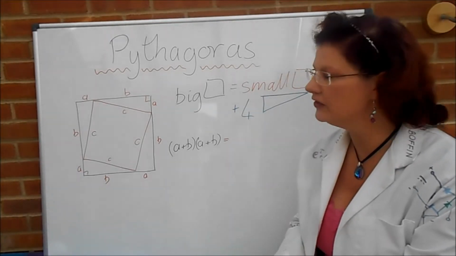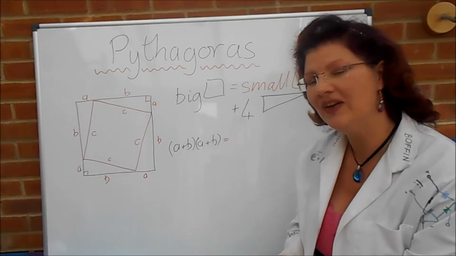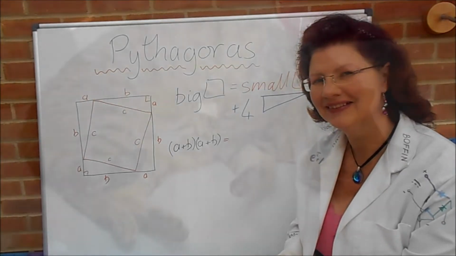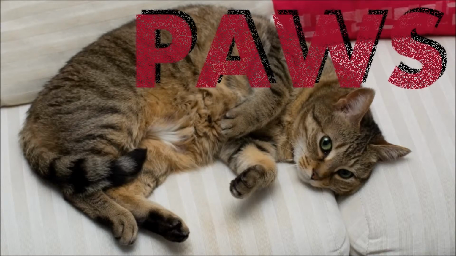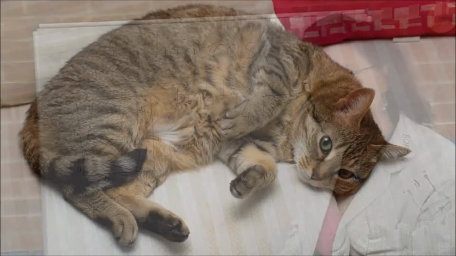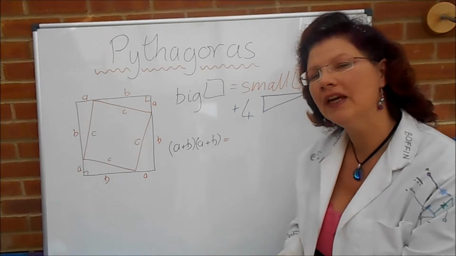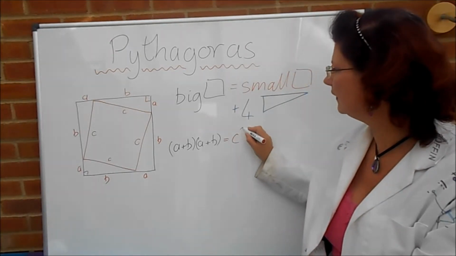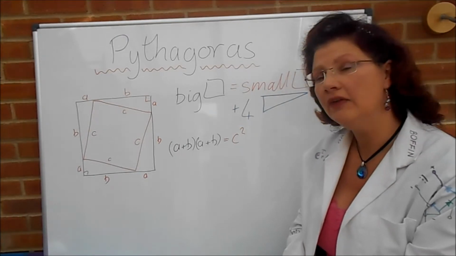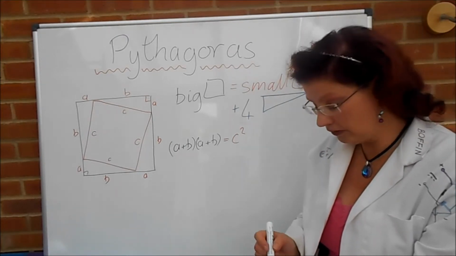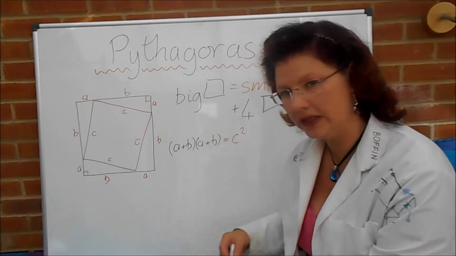Now that's a lot easier, so I'd like you to fill that in. Pause the video and do that now, please. Okay, the area of the small square is just C squared. Hopefully you got that.